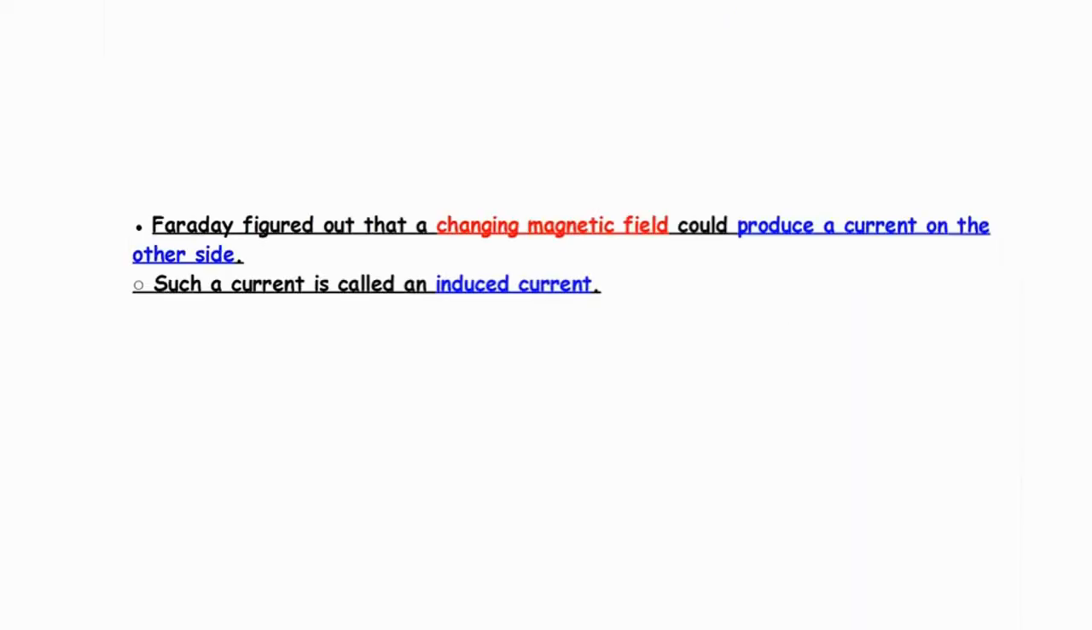So Faraday figured out that a changing magnetic field could produce current on the other side, and we call that induced current. So this is the big idea. The magnetic field needs to be changing, and if we do that, we can produce current, and that's what a generator does. We have some type of coil, we have some type of magnetic field, and we either move that coil or we move that magnet, and then we can produce current.